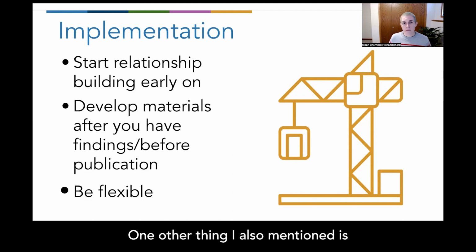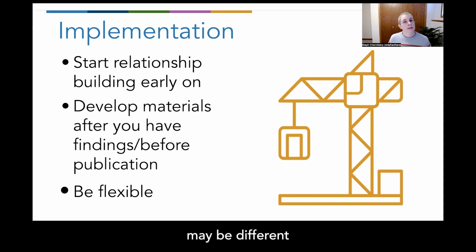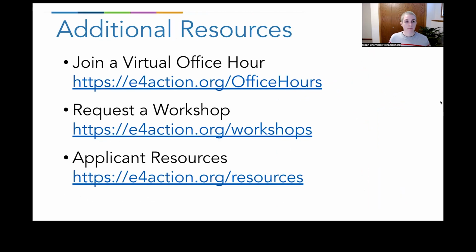One other thing I also mentioned is you need to be flexible. So as you build relationships and you learn about audiences, you may decide that a certain tactic isn't going to work. There may be a better tactic. Something may happen in the world, like a policy could be passed, there could be a global pandemic, and it may impact how you're communicating or what you're communicating. So just be prepared that the dissemination strategy you end up implementing may be different than the one that you put together at the beginning of your project.